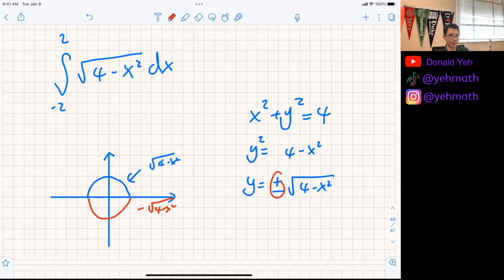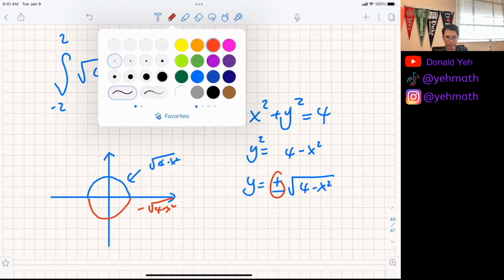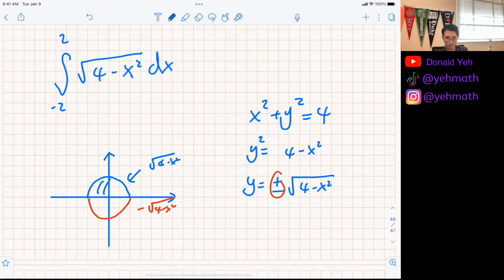But since this is already assigned as positive, you can find the area of here. How do I find the area of here? You take the area of a circle and divide it by 2. Good. Pi r squared divided by 2. Now, what is the radius here? It's 2. So it'll be 2 pi. So the answer is 2 pi.